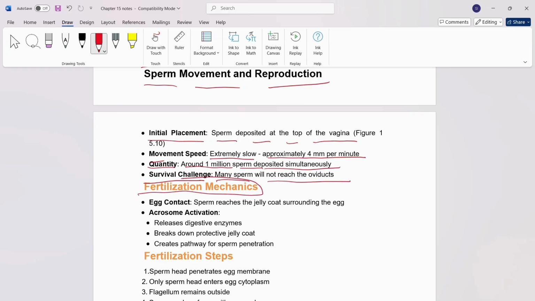Next we have fertilization mechanics. Egg contact: the sperm reaches the jelly coat surrounding the egg. Acrosome activation: it releases digestive enzymes, breaks down the protective jelly coat, and creates a pathway for sperm penetration.